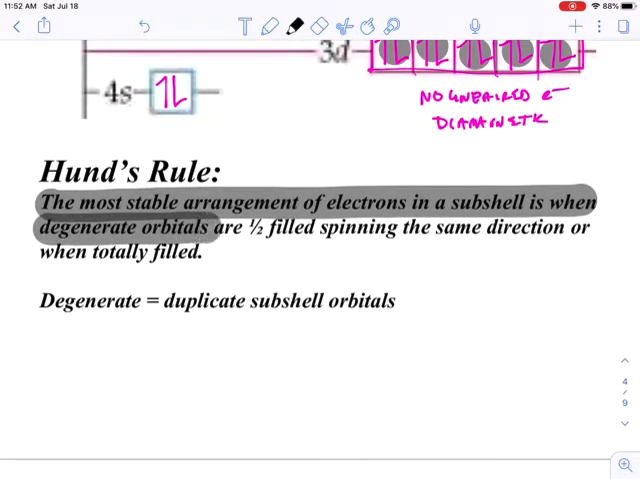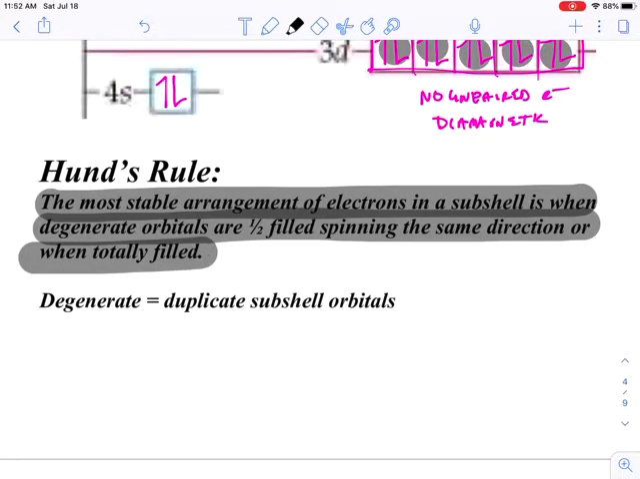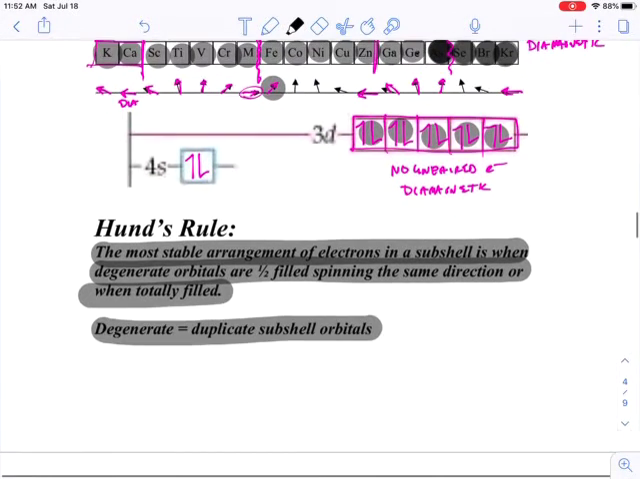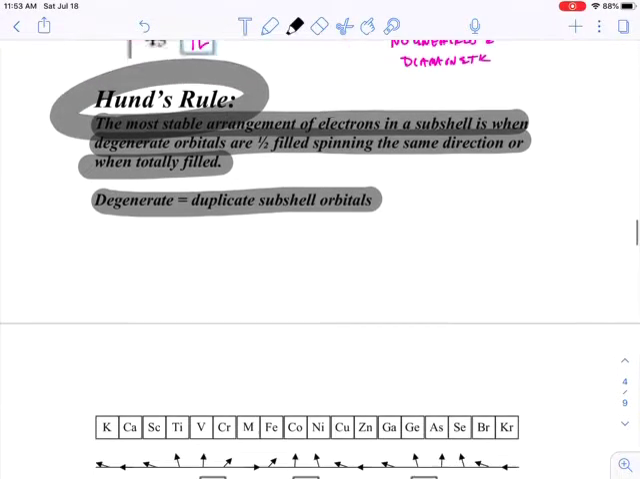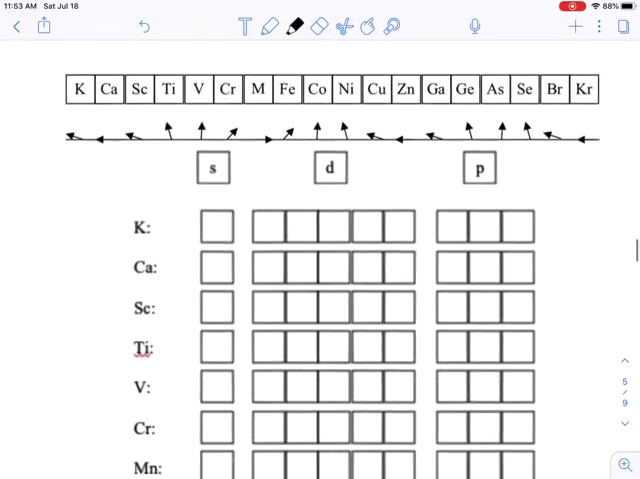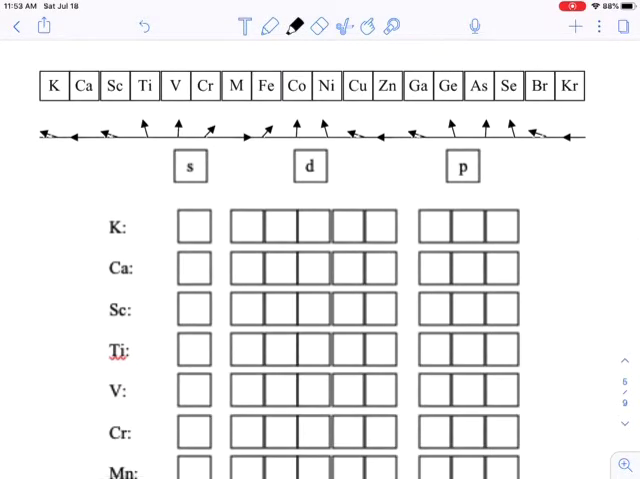And Hund's rule says that the most stable arrangement of electrons in a subshell is when degenerate orbitals are half-filled, spinning the same direction, or when they are totally filled. And degenerate is just a term that means duplicate subshell orbitals. So basically what it says is you're going to take a subshell and you're going to half-fill everything first in one direction, and then you are going to refill them in the opposite direction. And when it's half-filled, it's super stable, and when it's totally filled, it's super stable, according to what's called Hund's rule. So let's take a look now again at how this goes.